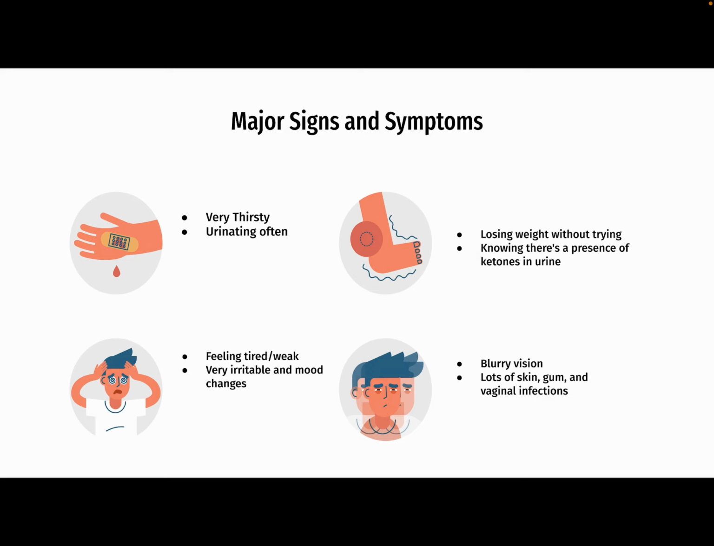The next two are feeling tired and weak, and being very irritable and having mood changes. And then the last two are having blurry vision and lots of skin, gum, and vaginal infections.